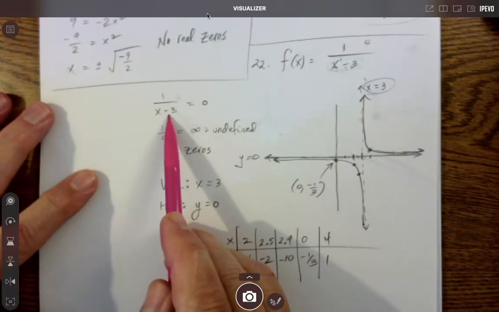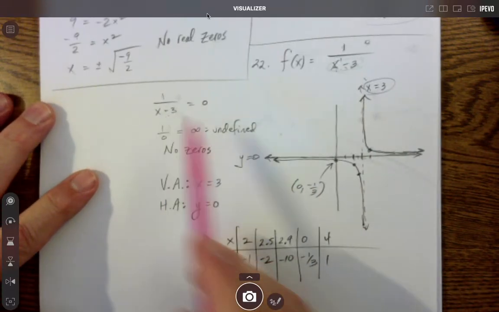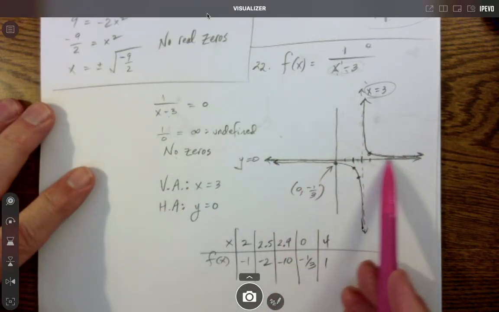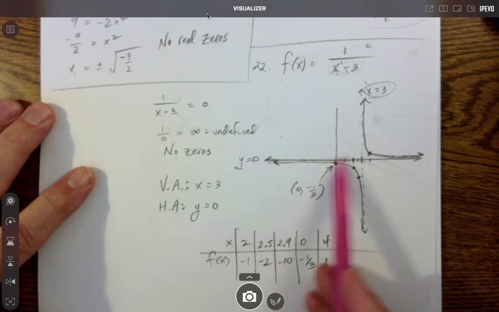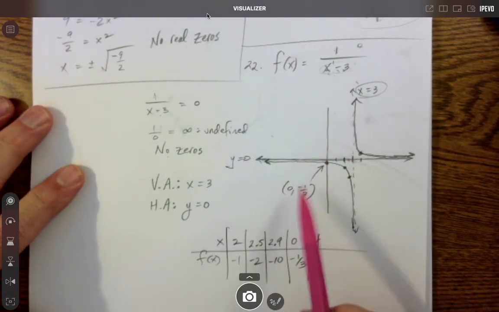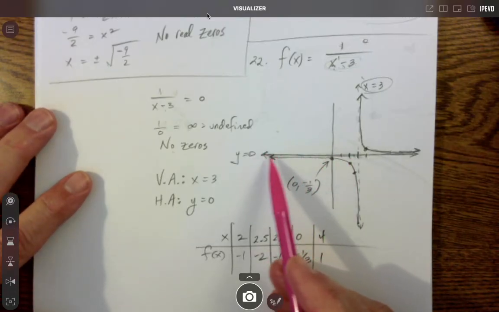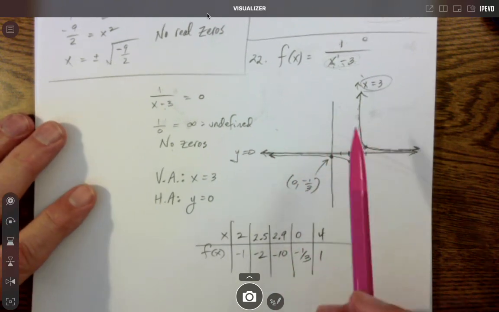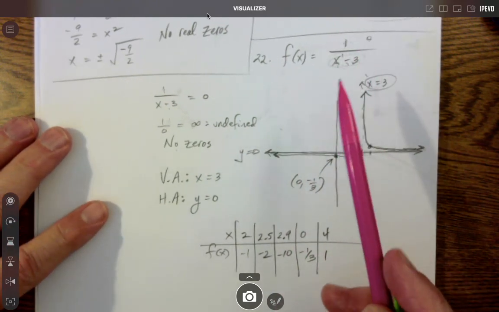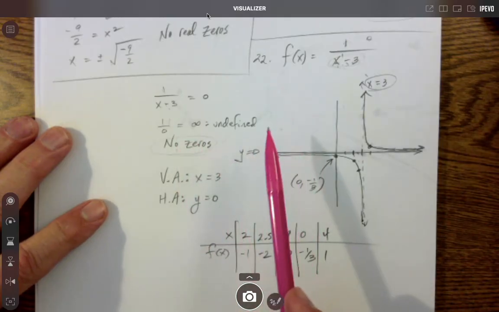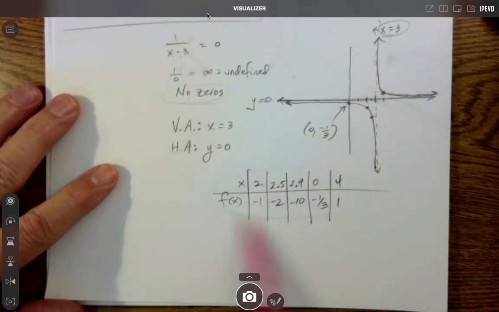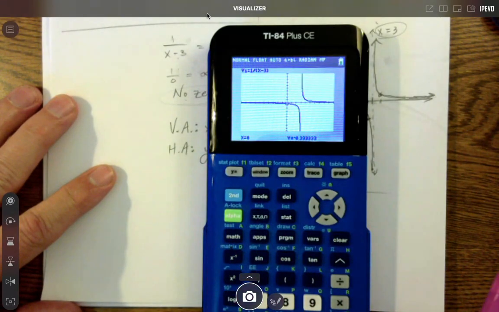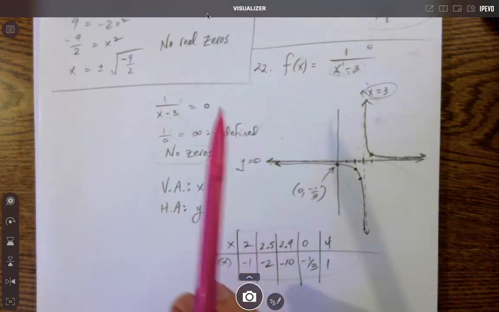You can't make this 0. Therefore, it never crosses. We should know that since usually when the x-axis is an asymptote, you're not going to have any zeros. But that's not always the case. There are situations where the graph can cross an asymptote, and we'll run into that later. So there are no zeros. And then we just plotted some points to get a better picture, and backed it up with our graphing calculator. All right, so that was 22.